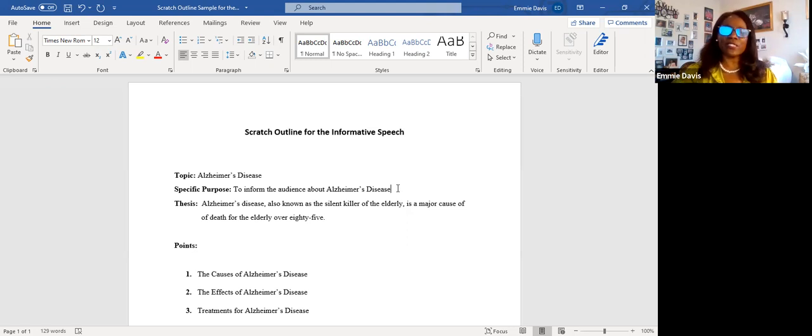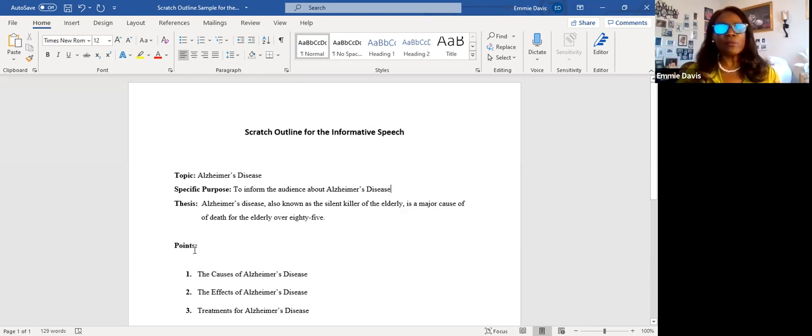Let's look at my thesis. "Alzheimer's disease, also known as the silent killer of the elderly, is a major cause of death for the elderly over 85," okay? And you see, I didn't name things in here that I'm going to talk about, but I need to know those things, so I go to my points. What am I going to talk about in this speech?